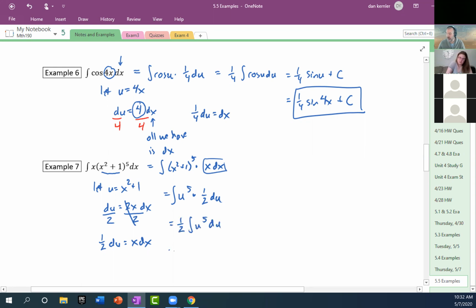Once you do the substitution, the integrals should be simpler, and this one is. And this is just power rule: u to the 6th divided by 6 plus c, or 1/12 times x squared plus 1 to the 6th plus c.